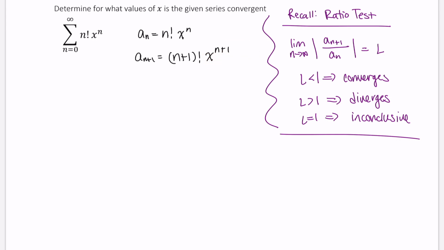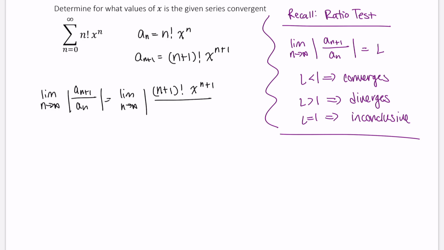Now let's go ahead and look at this limit. That is, the limit as n approaches infinity of the nth plus 1 term divided by the nth term. This is n plus 1 factorial times x to the n plus 1 divided by n factorial times x to the n power.